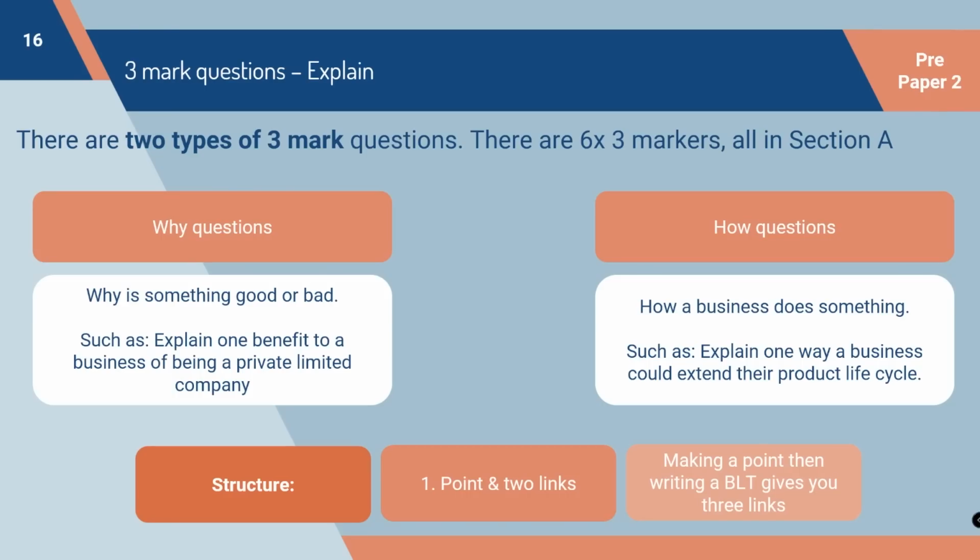So the structure is your point and 2 links. And if you have a point and then a BLT, that gives you 3 links. So technically 1 more than you need. But again, as we said, if you can do it in time, it does mean that if you have any mistakes, you don't miss out on one of the marks if one of your links isn't accurate.